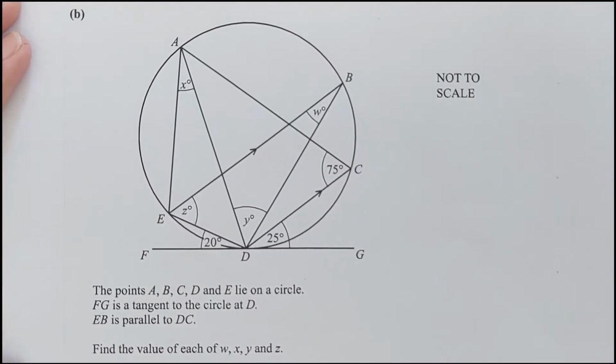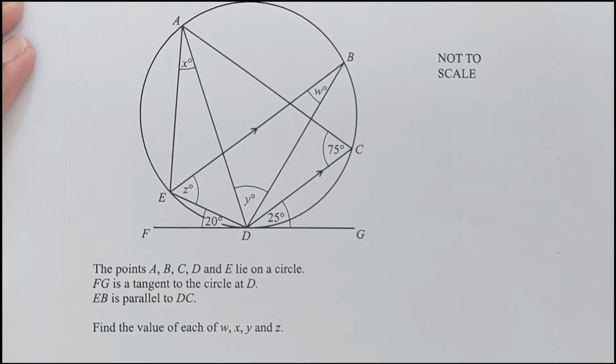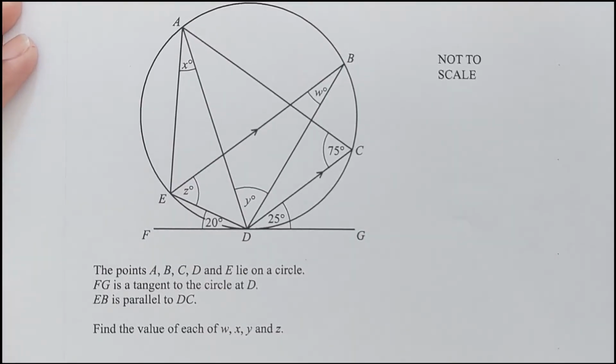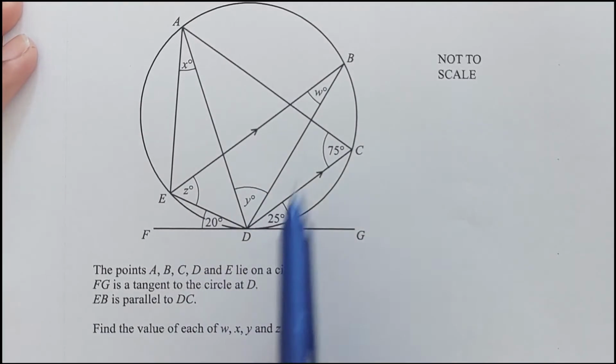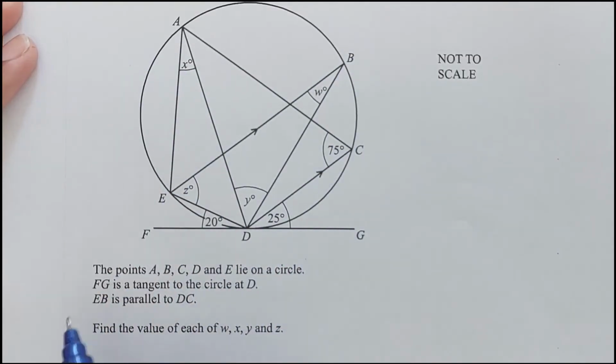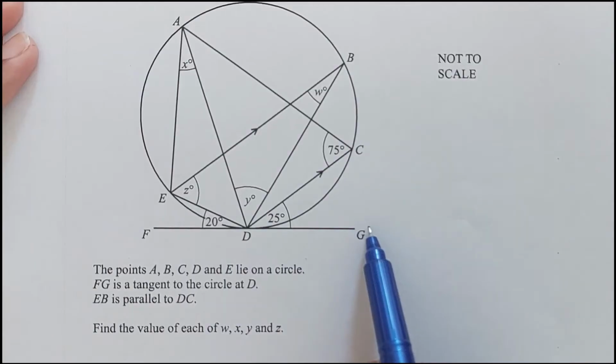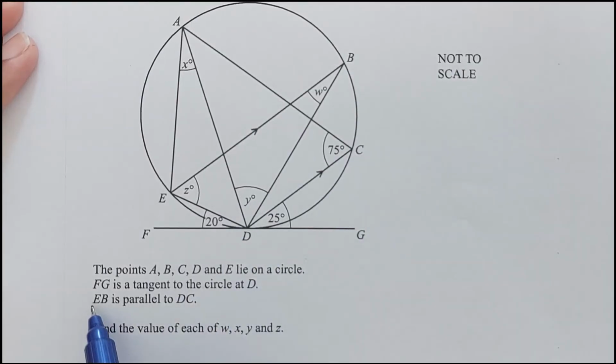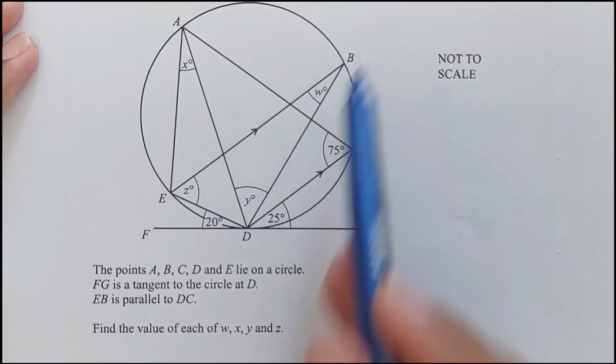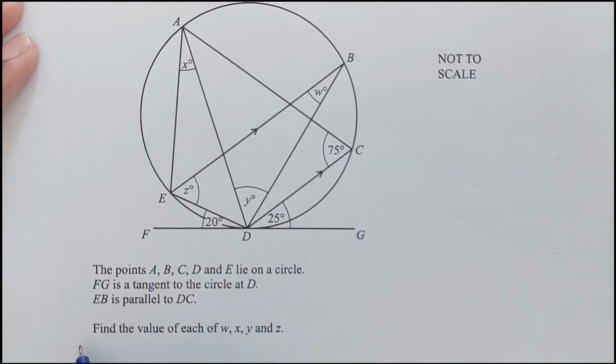Now for part B, the points A, B, C, D and E are lying on a circle. FG is tangent to the circle at D, and EB is parallel to DC. EB and DC are parallel. Find the value of each of W, X, Y and Z. So let me start with W.